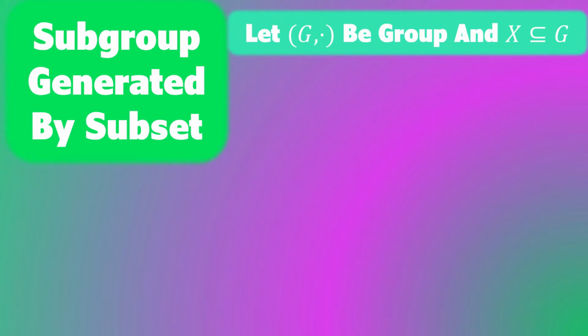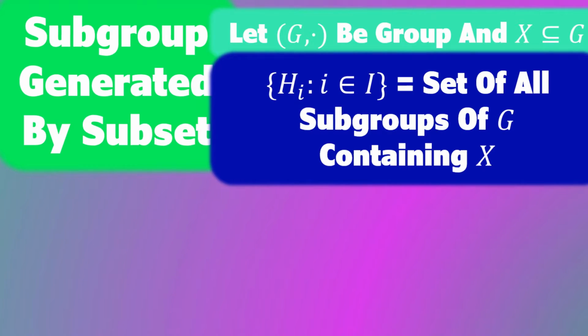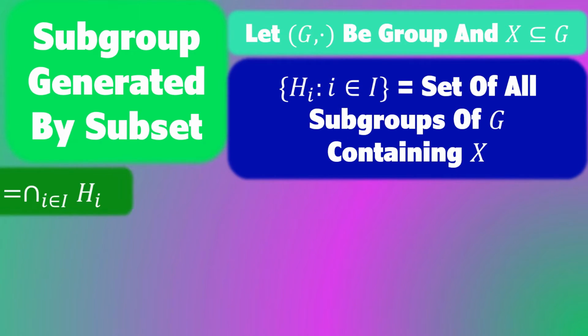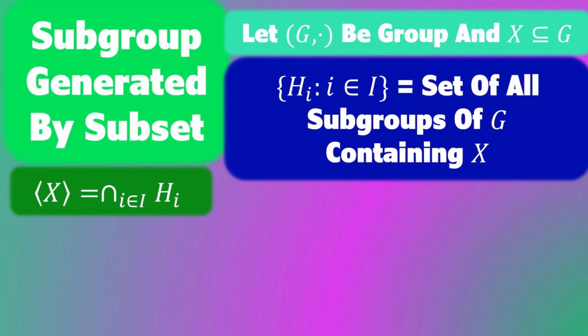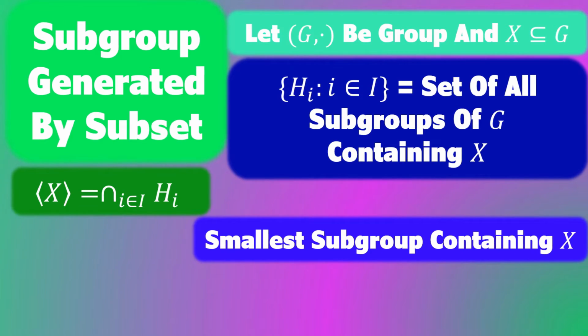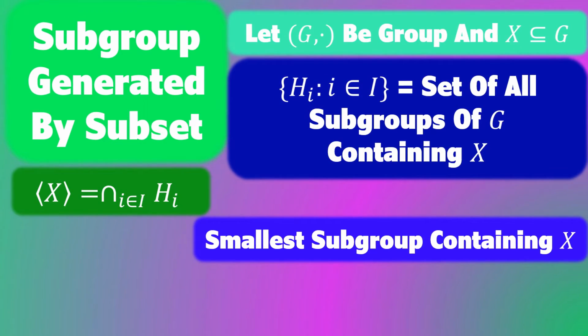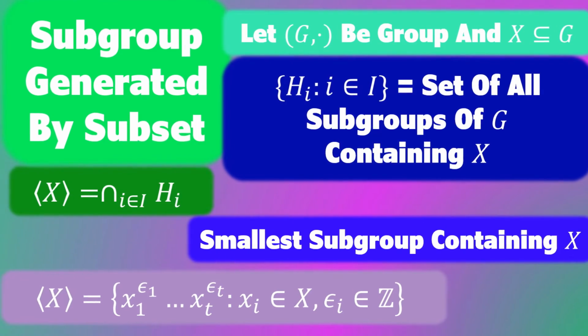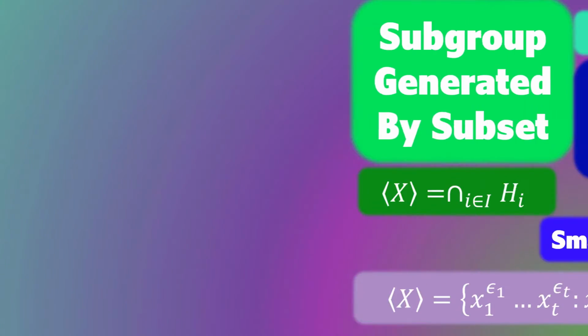Now let's discuss the subgroup generated by a subset. First, let G be a group and X be a subset of G. Also, let this set here be the set of all subgroups of G that contain X. Then, the subgroup generated by X is represented with angle brackets and is the intersection of all of those subgroups. In fact, the subgroup generated by X is the smallest subgroup of G which contains X. This is an alternative definition for the subgroup generated by the subset X.